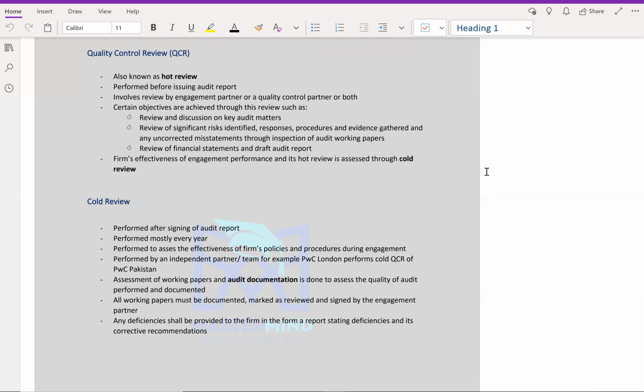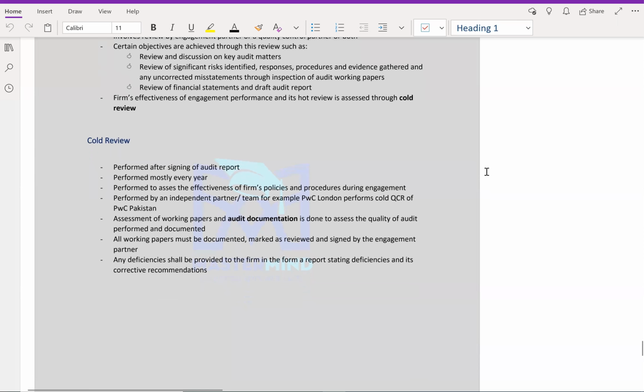Cold review is performed after signing of the report. Performed mostly every year, to assess the effectiveness of the firm's policies and procedures during engagements, performed by an independent partner team. For example, PwC London performs the cold QCR of PwC Pakistan, and that is the time when the earth bursts open for us. It's like we feel like it's almost a death.